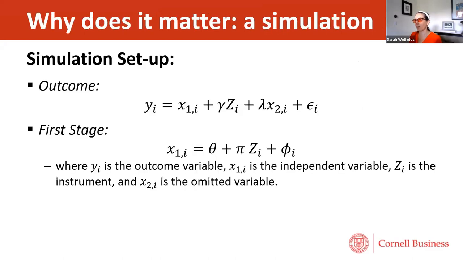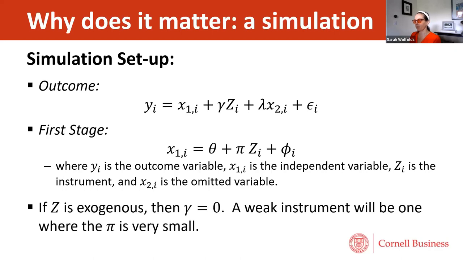First, what we did in this paper is run a simulation to show this in more detail. For the sake of time, I won't go through it in too much detail, but I simulated data where Y is an outcome variable, X is an independent variable, Z is an instrument, and X2 is your omitted variable. If Z is exogenous, then it shouldn't have a direct effect on the outcome variable, so that's one thing we're varying in the simulation. The other key thing we're varying is the strength of the instrument, which is in that second equation up above, the relationship between your main explanatory variable and the instrument.